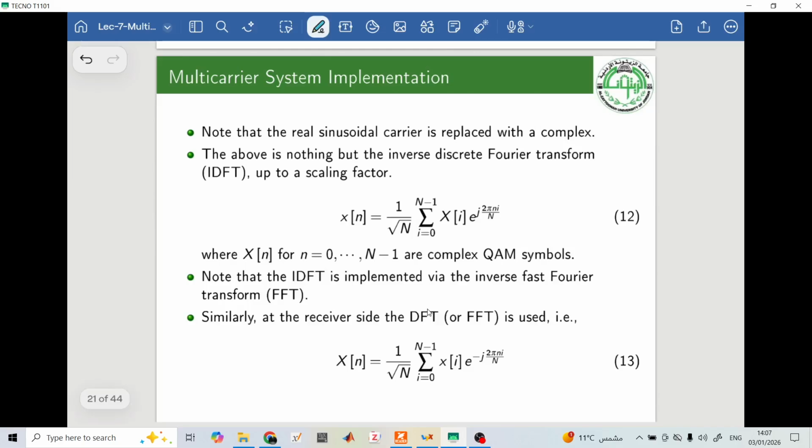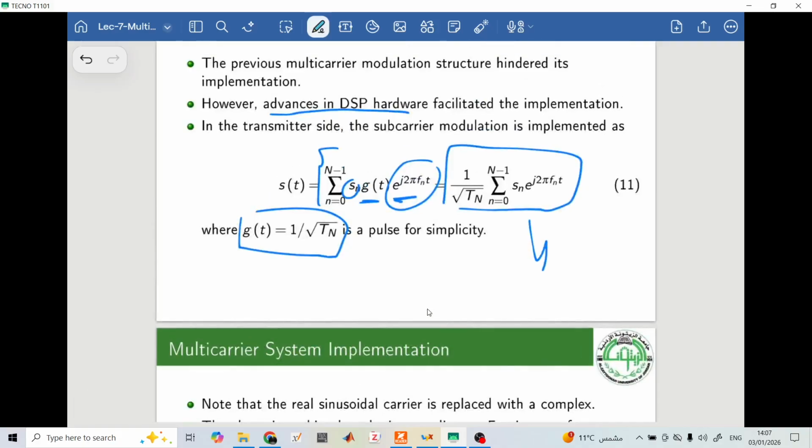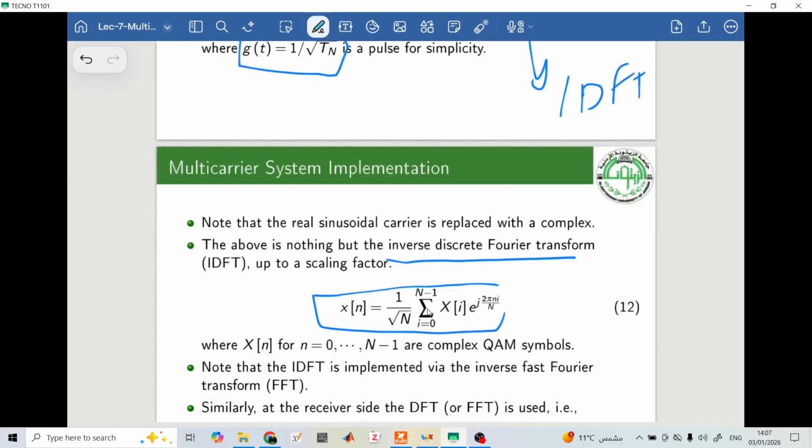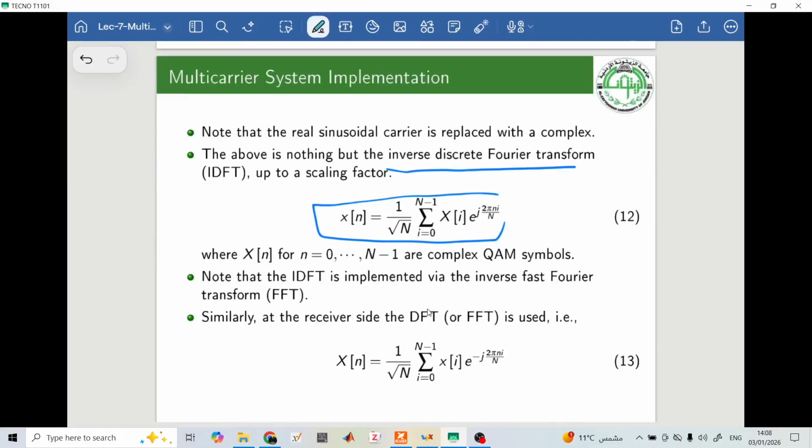Recall that this form, the previous form, is actually the inverse discrete Fourier transform. So here this is the inverse discrete Fourier transform. So a multi-carrier transmission system is actually the IDFT. So instead of using all these modulation subcarriers, we take the pulses, the symbols, and we perform IDFT on them, and this will give us our multi-carrier transmitted signal, right?